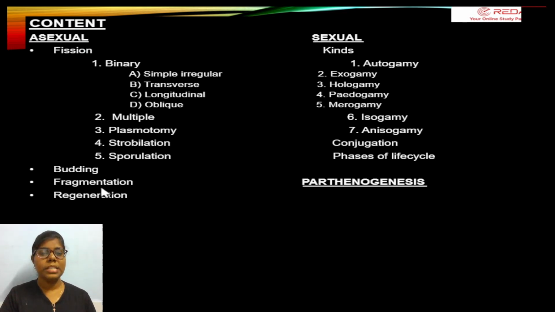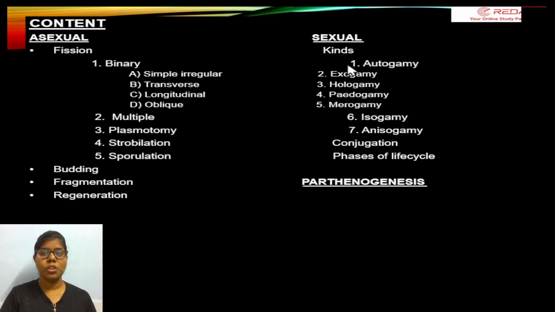So this is about asexual reproduction, where there is no gamete involvement. There is no fertilization and no biparental involvement; only a single parent produces the next generation. So that is asexual reproduction.